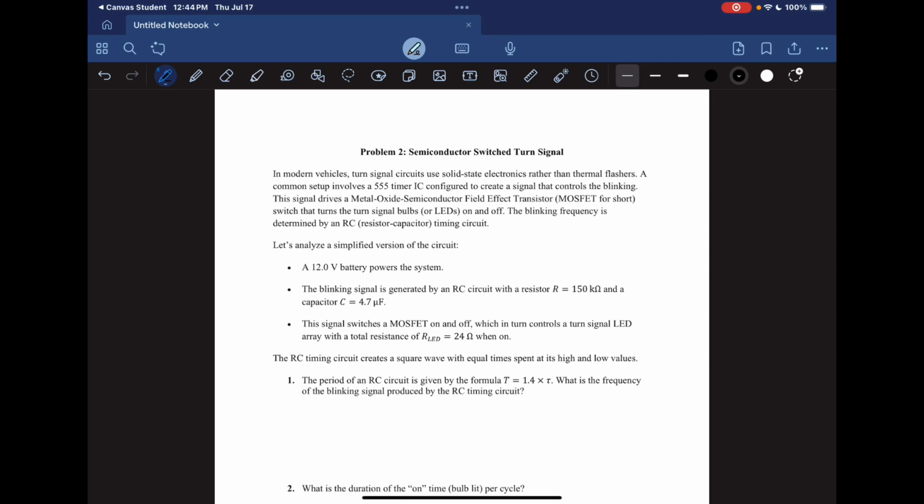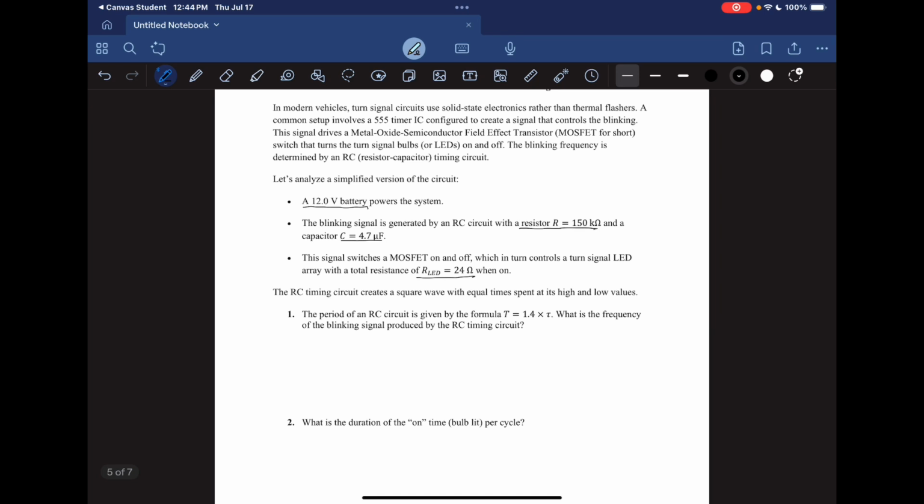Okay, so we have problem 2 now, where things get switched up a little. We're now worried about using solid-state electronics rather than the old thermal flashers. Again, I'll let you pause and read through this, but I'm going to go ahead and underline some important things. It looks like for this problem, we already have them bulleted out, so that's helpful. We've got a 12-volt battery. We've got an RC circuit with a resistor equal to 150 kiloohms and a capacitor of 4.7 microfarads. This signal switches a MOSFET on and off. It controls an LED array. Total resistance equals 24 ohms when on.